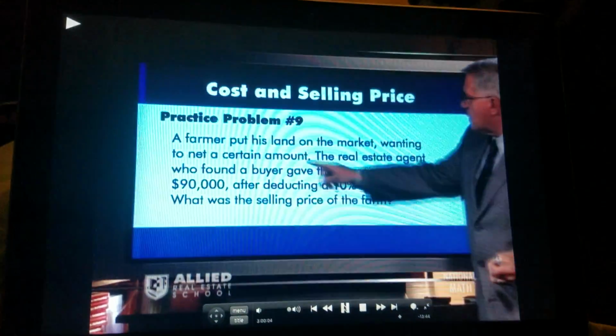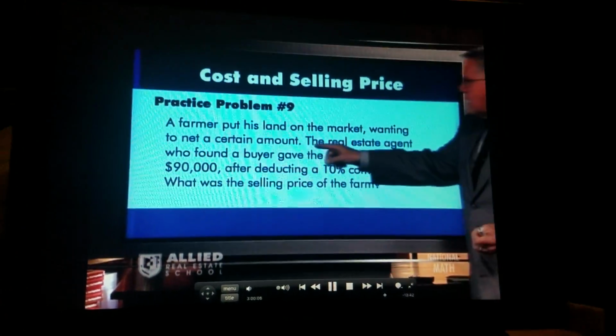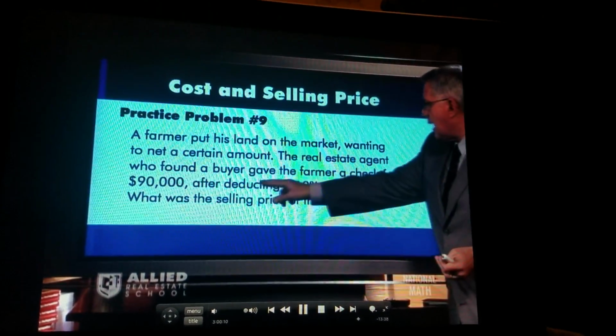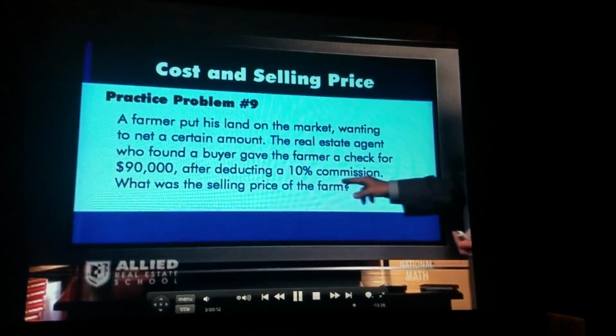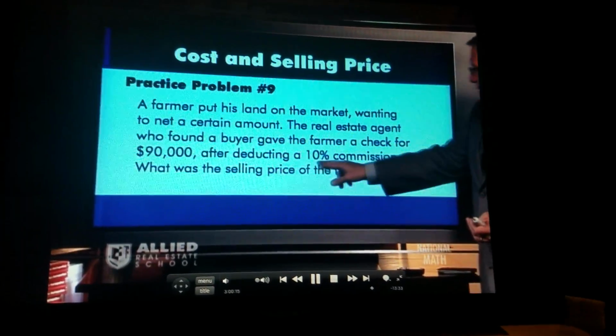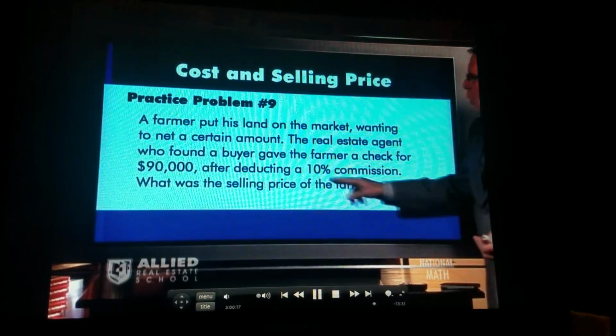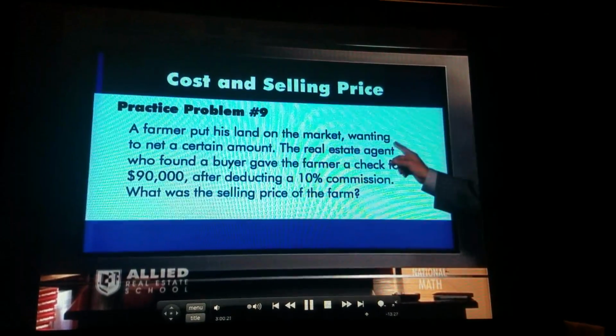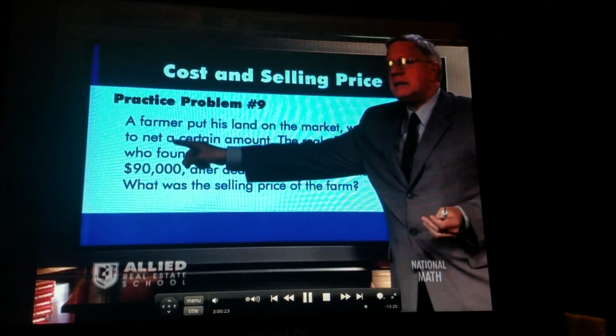9. A farmer put his land on the market wanting to net a certain amount. The real estate agent who found a buyer gave the farmer a check for $90,000 after deducting a 10% commission. What was the selling price of the farm? Well, there's a key word here, and that's the word net.